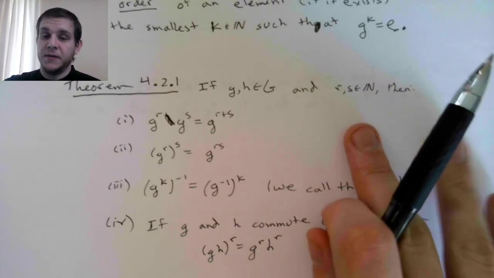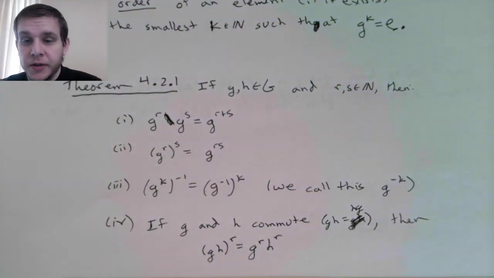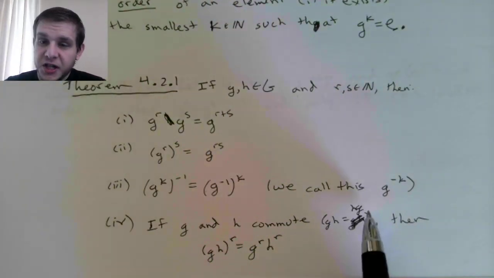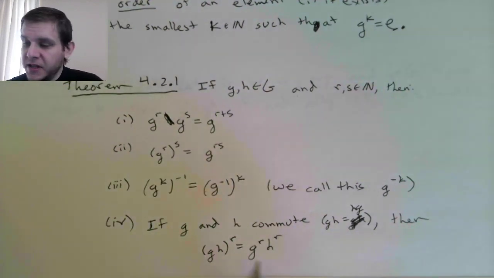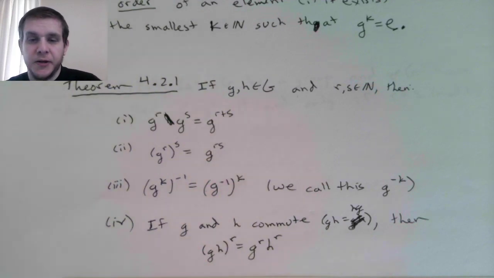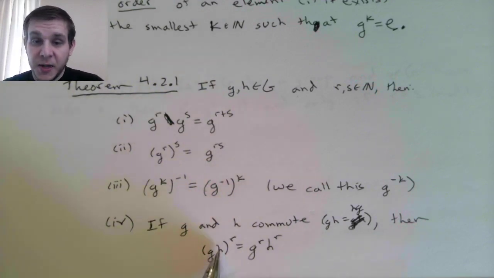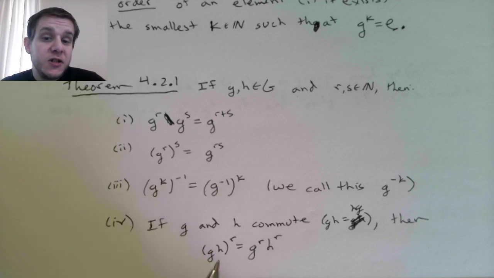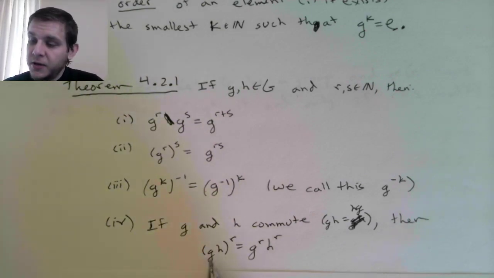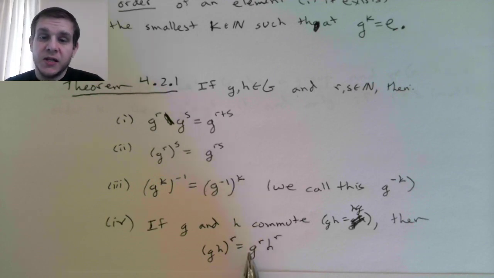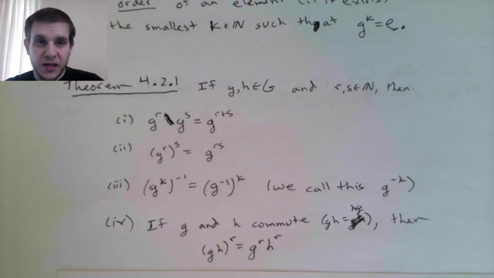And finally, if G and H commute, which means that G times H is H times G, then when you raise G times H to a power, this is the same as G to a power times H to a power. And this again is reminiscent of matrix multiplication. Matrices with non-zero determinant are a group. If you try to raise the product of two matrices to a power, it's not necessarily true that it's A to the R times B to the R, but it is true if the two matrices commute.